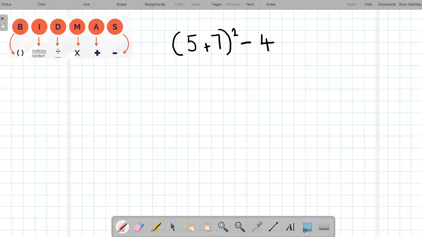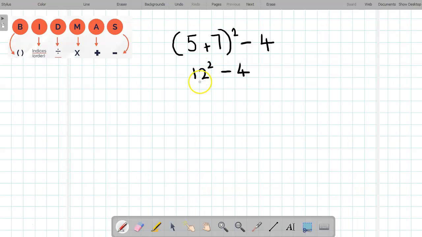Okay, question number 2. We have 5 plus 7 in the bracket, squared, take away 4. Now, again, it looks confusing because there's lots of things going on there, but I'm going to refer to BIDMAS and it's going to help me. I know the rules of BIDMAS say brackets first. So I've got 5 plus 7 here, and I can see I've got to square it. So whatever I've got in here will have to be squared. 5 plus 7 is 12. 12 squared take away 4 is what that's now turned into because I've broken my bracket.